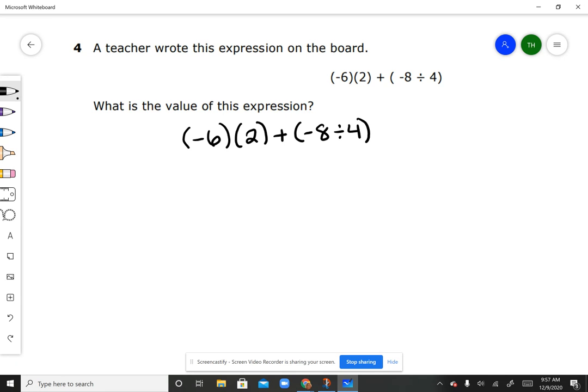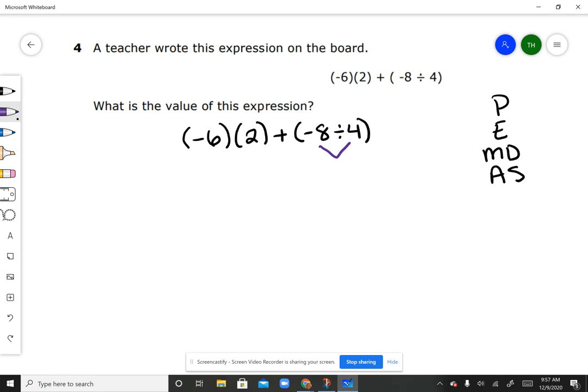Okay. Next, I'm going to write out my PEMDAS. Okay. Do I have any parentheses? Yes, I have parentheses with the -6 and 2, but there's not an operation inside of those parentheses. I know that just means to multiply. But over here, I have -8 divided by 4. I do have an operation inside of those parentheses, so that's my first step.